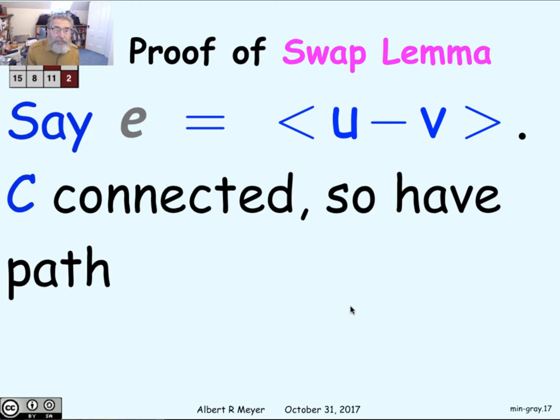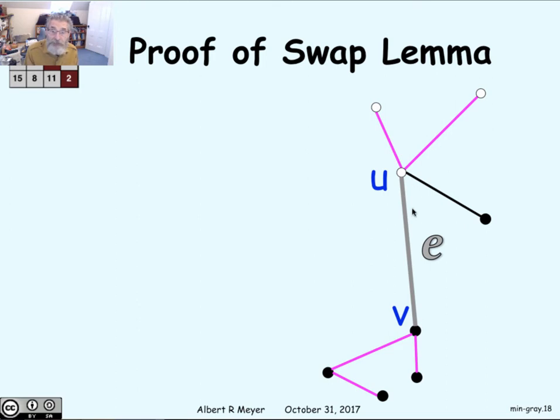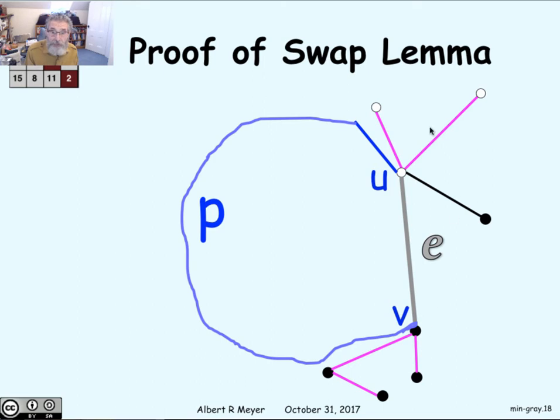Now, the C that we're talking about is a connected spanning subgraph. So that means that if it doesn't have edge E, there's got to be a path between these two vertices, U and V, because C is connected. So there's some path between U and V in this subgraph C. And so here's our picture. There's the edge E connecting two vertices we're calling U and V, and there's the path in the connected subgraph C that connects U and V.